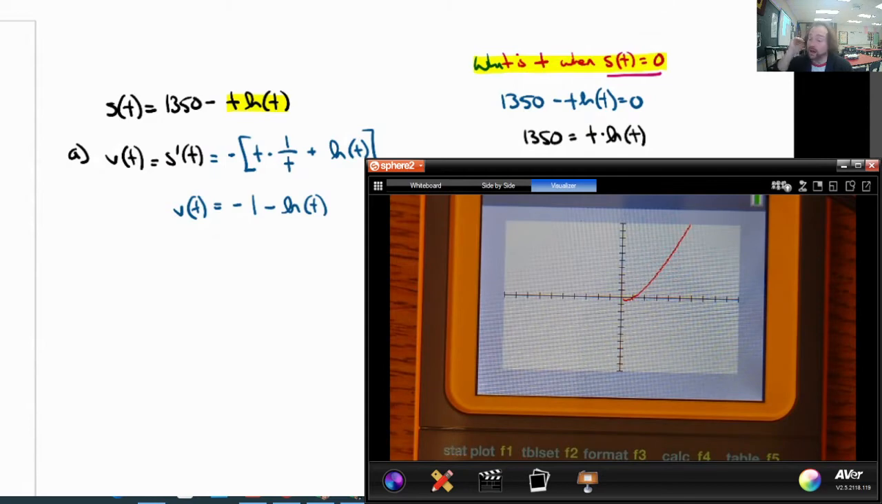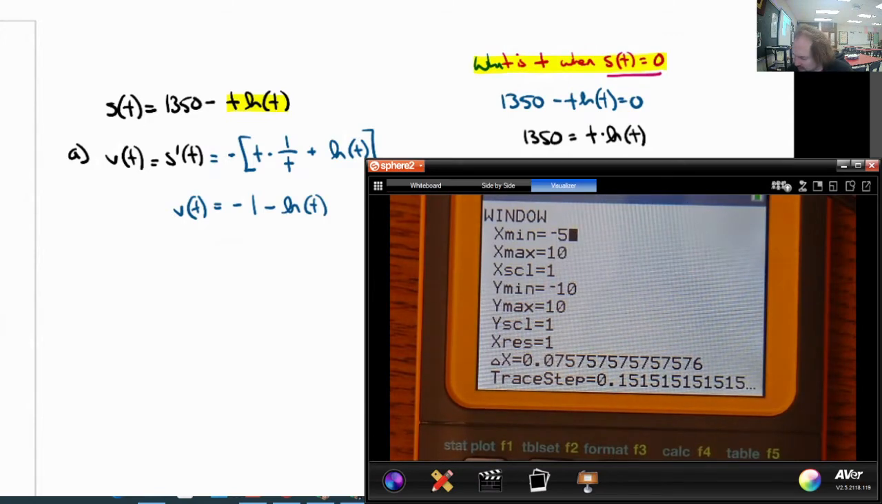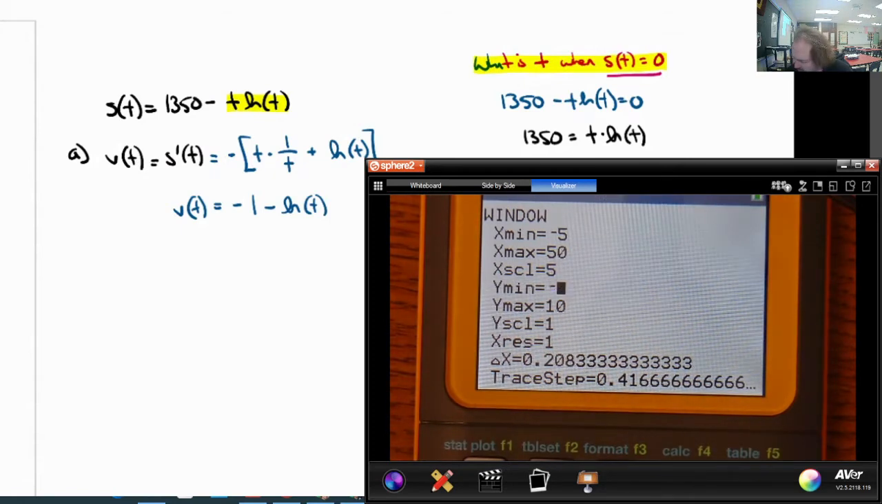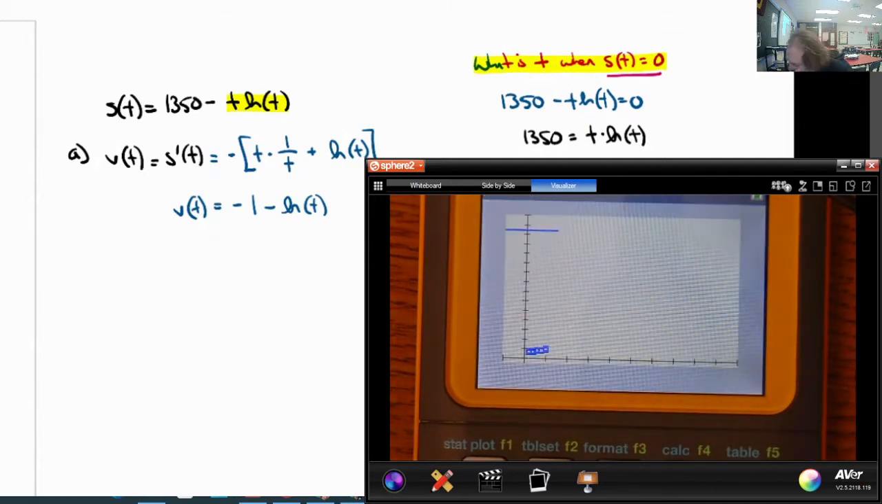So what I'm going to do here is change my window. I'm not going to really touch x. I know it's probably going to be a positive thing, so I'll go from -5 to maybe 50. We'll see if that works. But for y, I know it needs to be 1350, so I'm going to go from -50 to 1500, and that way 1350 will be near the top, and I'll use a scale of 100 or so for that. I like to be able to see the x and y axis, so I always set those a little bit later. Looks like I need to go up quite a bit more.